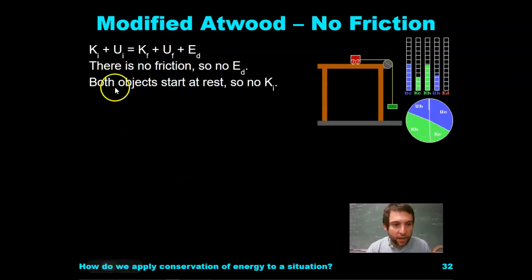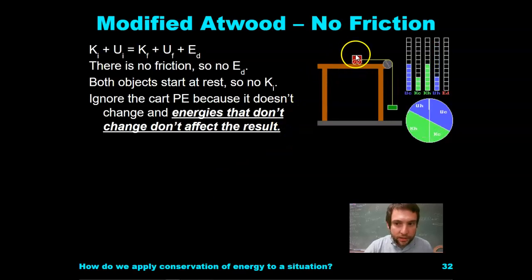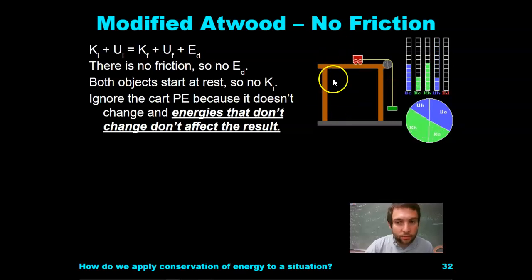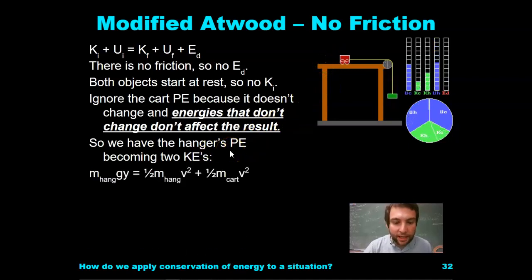Both objects start at rest, so we don't have any kinetic energy in the beginning. We can ignore the cart's potential energy because it doesn't change, and energies that don't change don't affect the result. This cart is not changing heights, so we won't include its gravitational potential energy, even though it's definitely elevated. Because it's not moving up or down, we don't really care about it here. So we have the hanger's potential energy becoming two different kinetic energies.